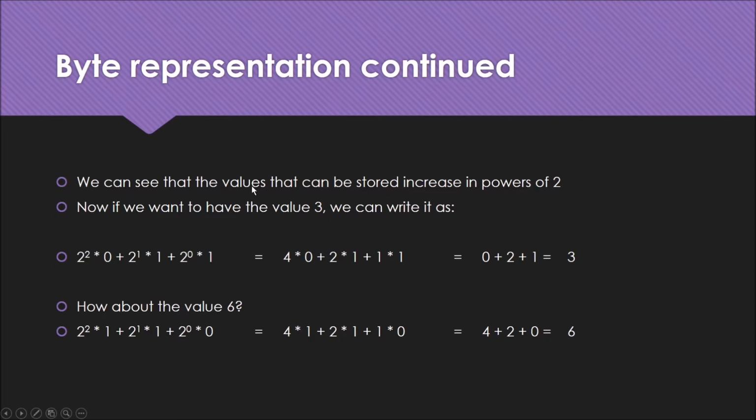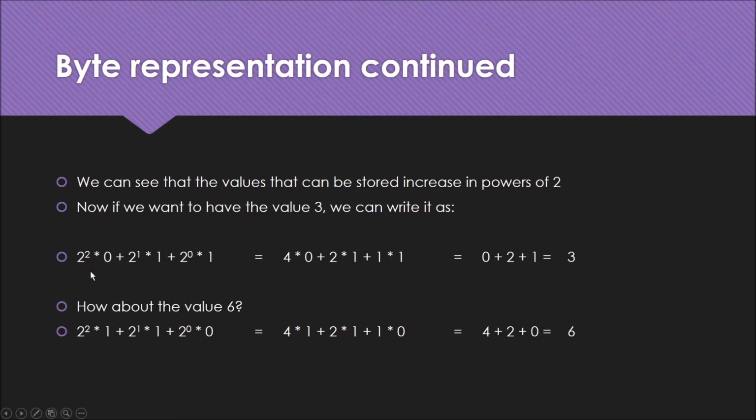And we can also see that the values that can be stored increase in powers of 2. Now suppose we want to have the value 3. The first value will be 1, the second value will be 1. So we multiply the first value with 2 raised to the power 0, and we multiply the second value with 2 raised to the power 1. And since we have 3 bits, we multiply the third value with 2 raised to the power 2.